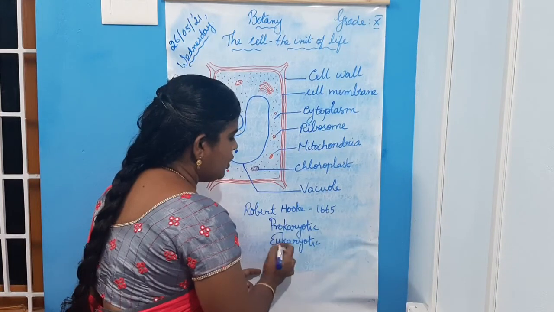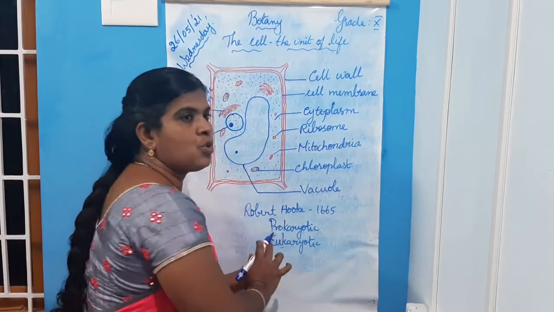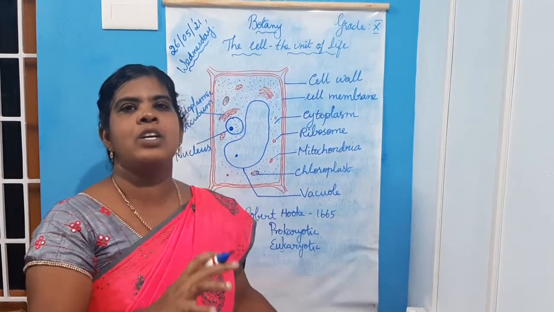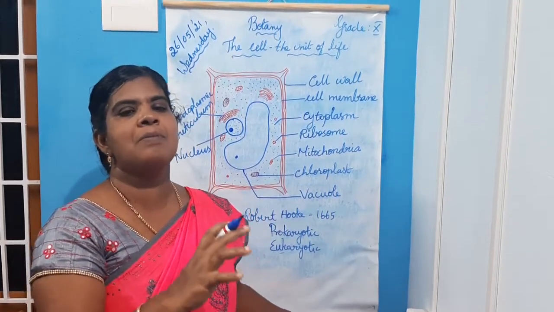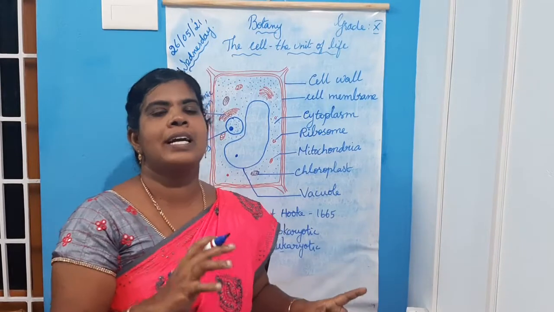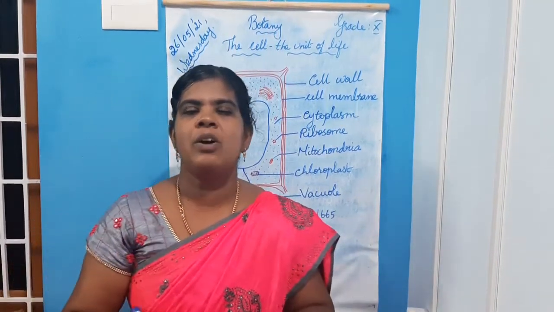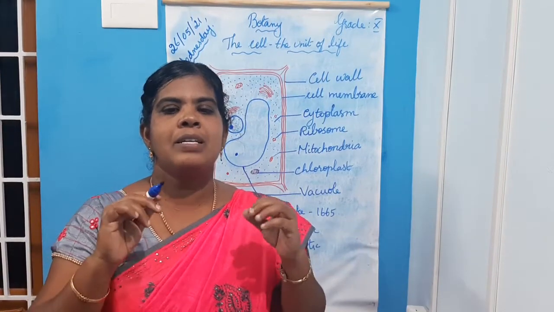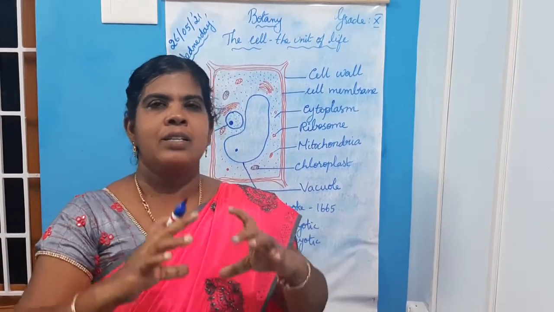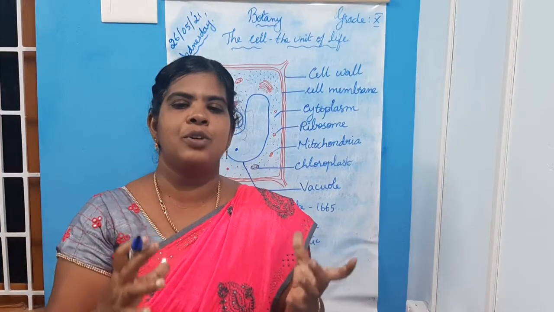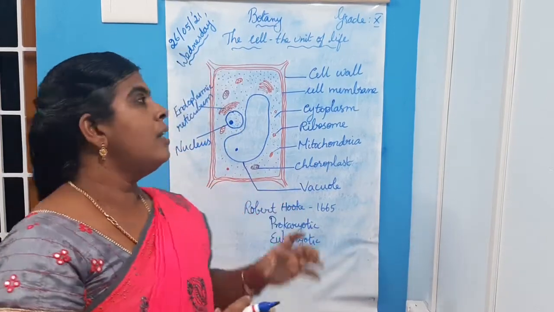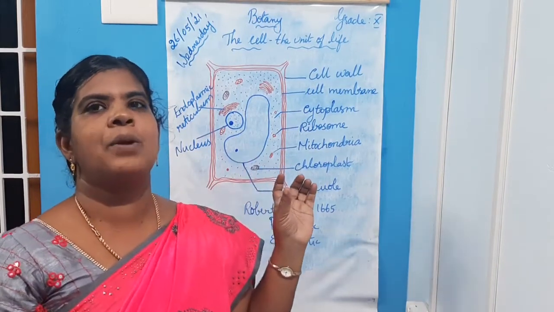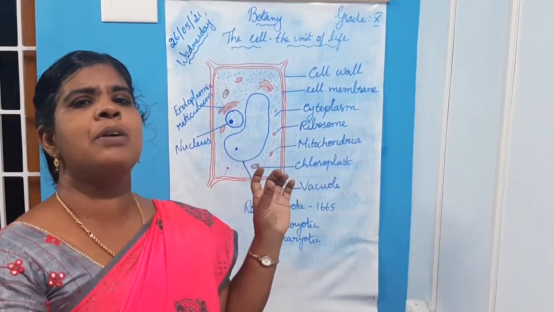Then next is eukaryotic. Eu means true, karyo means nucleus. So cells having a true nucleus are said to be eukaryotic cells. Eukaryotic cells contain a definite nucleus, that means the nucleus is surrounded by a membrane. Now, you are going to learn about the structure of a plant cell.